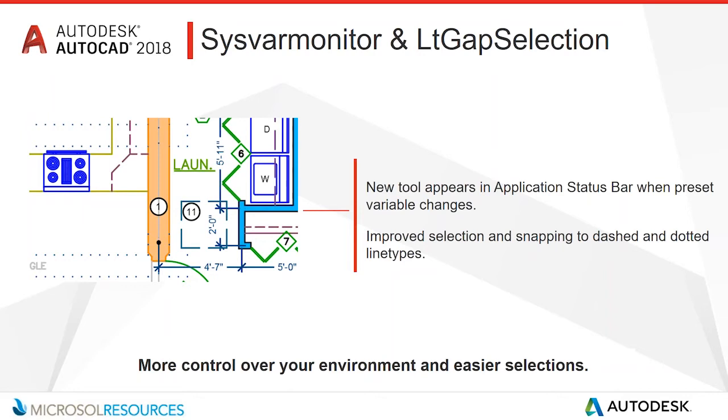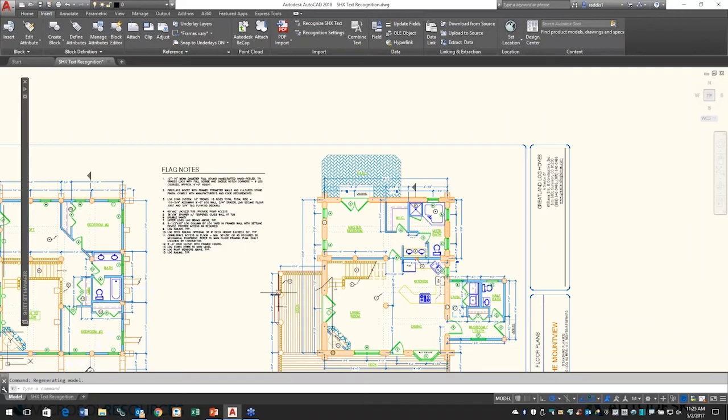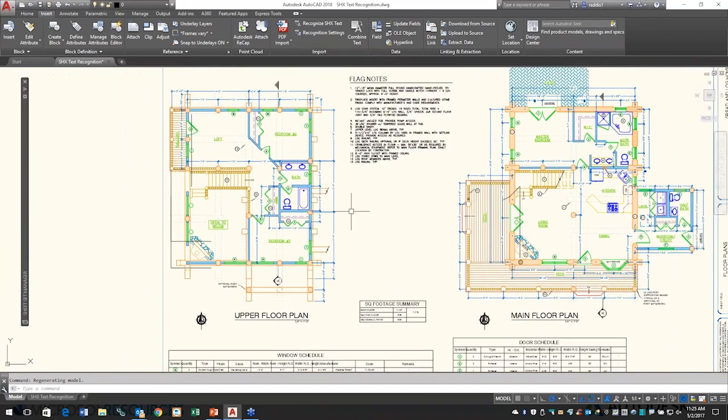Now, I would strongly suggest you turn on balloon notifications when that occurs, because sometimes you won't pick up the fact that that little icon showed up. And I'll show you how that works in a second. And also the LT gap selection system variable that's going to allow you to pick these dashed or dotted lines or snap to them even when there is nothing there. Again, that was added in the previous release, but might have been something that you missed. So let me just show you that.